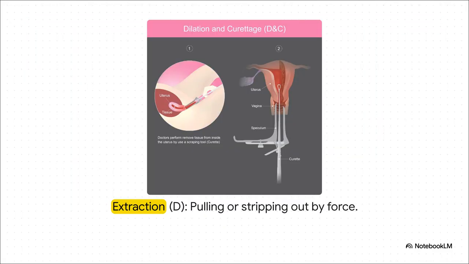Okay, still hanging out in Group 1, we have extraction, which is character D. Extraction is basically pulling or stripping out or off all or a portion of a body part by the use of force. A dilation and curettage, or D&C, is a textbook example of this. The tissue inside the uterus is literally being scraped and stripped out using physical force. Vein stripping, that's another perfect example of extraction.